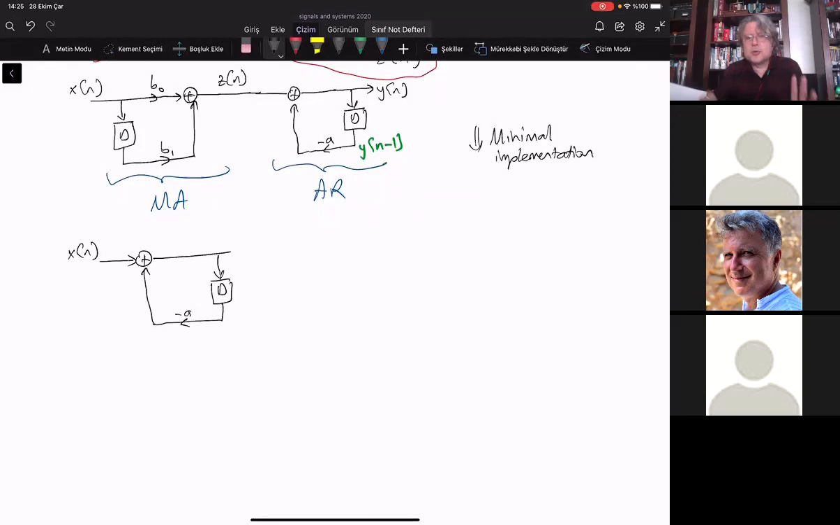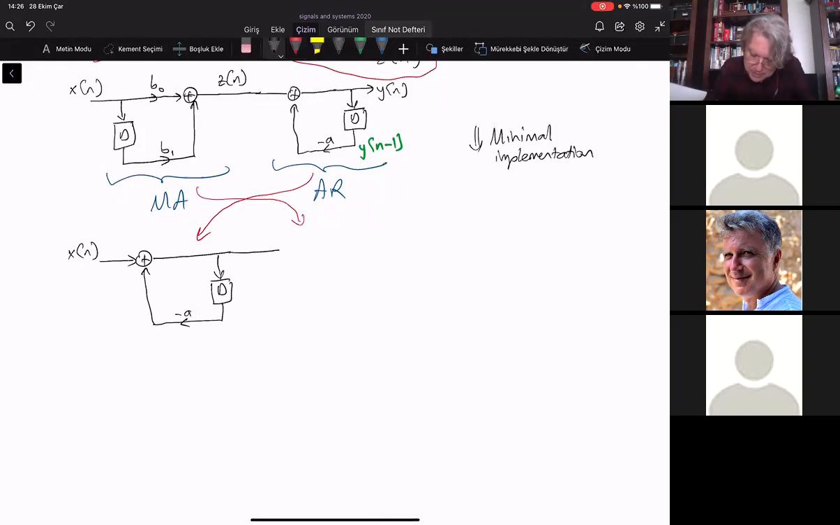Okay, this was the autoregressive part. We agree with that, the right-hand side part in the top figure. So from here to here I came, and I will do the opposite. From here to here, I will do the drawing for the moving average.